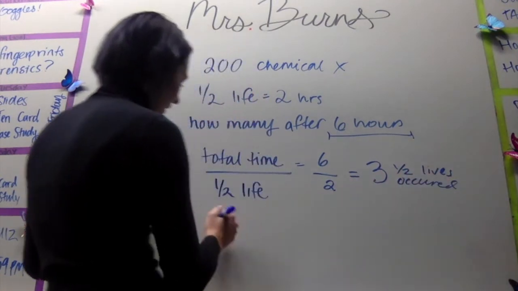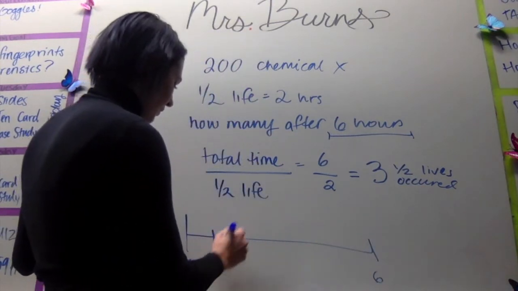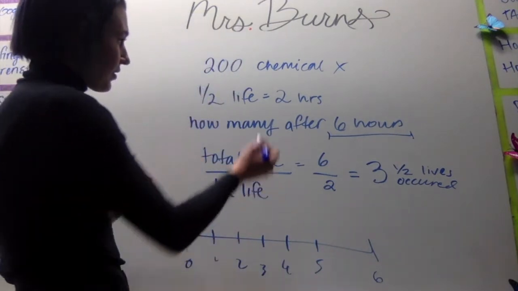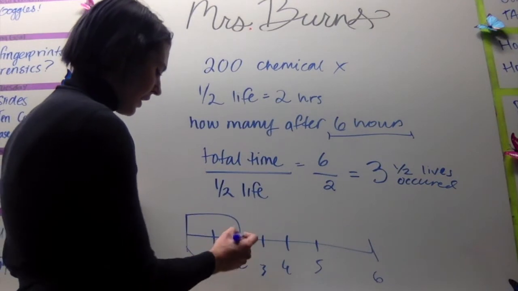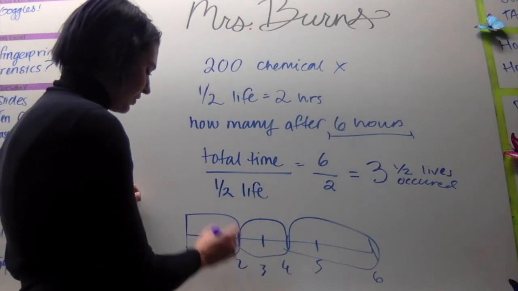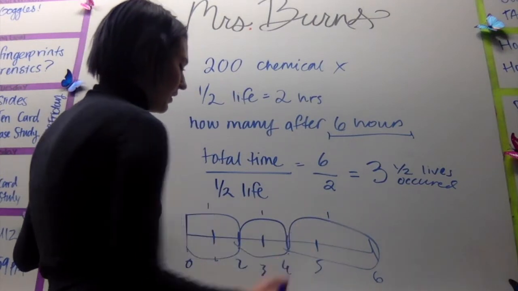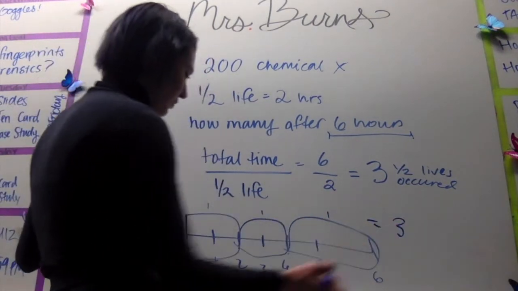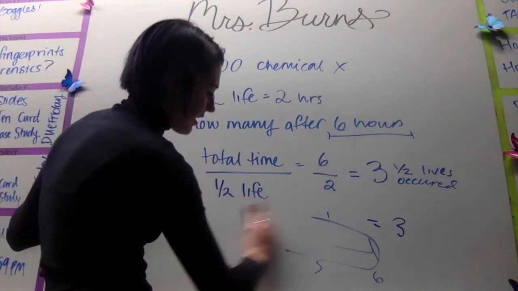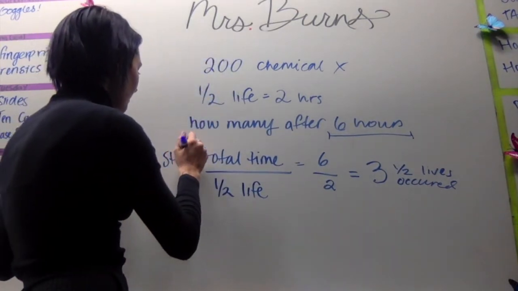So another way to look at it is if I have a timeline, if this is 0 and this is 6, and we go 1, 2, 3, 4, 5, I want to know how many half-lives occurred. If a half-life is 2 hours, then from 0 to 2 is 1 half-life, from 2 to 4 is another half-life, and from 4 to 6, that's another half-life, which is also 3. So it's really just asking how many chunks of time equal a half-life, and how many half-lives are in the total amount of time. So that's the first step, to figure out how many half-lives have occurred.